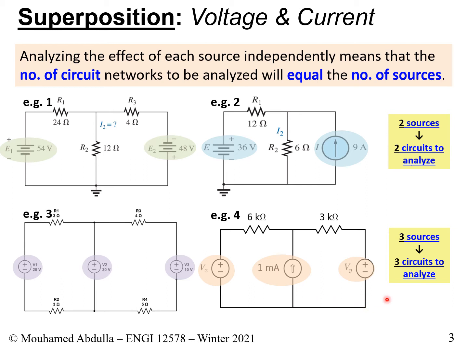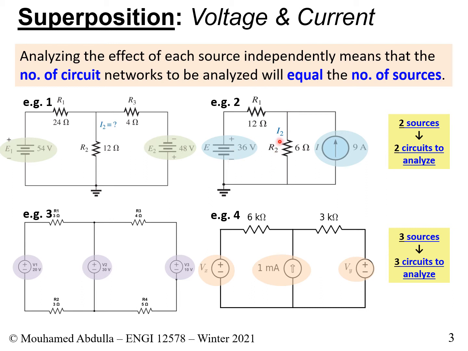So this is, in a nutshell, what we mean by superposition: we look at the impact of each source on its own, and we try to find whatever we're looking for. If we're looking for I2, we only look at it with respect to this source.